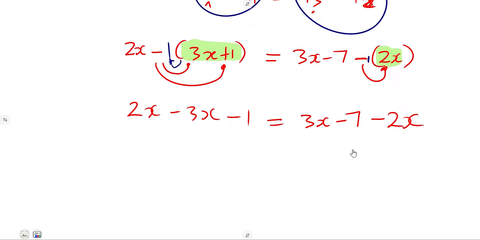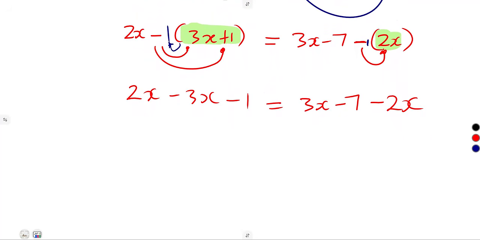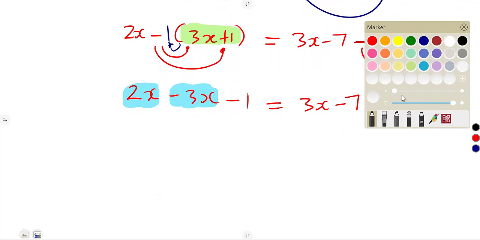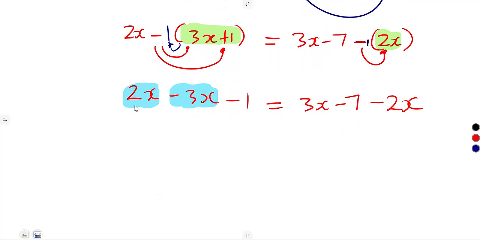Collect the like terms on the left hand side and also on the right hand side. On the left hand side, there is 2x and minus 3x. So combine these two: 2 minus 3 is minus 1. So it's minus x minus 1 equal to what? On the right hand side there is 3x and 2x. So it's 3 minus 2, which is 1x. So it's x actually, minus 7.